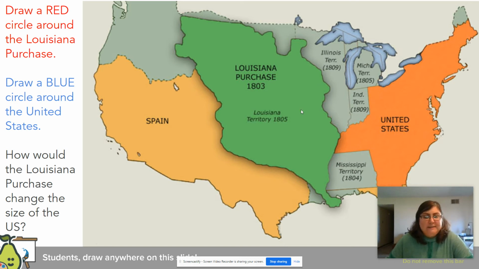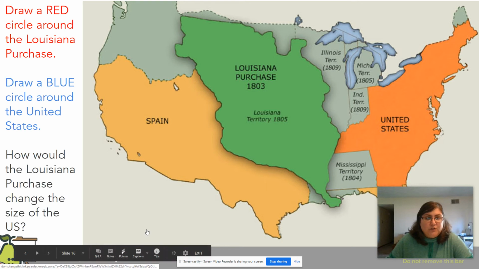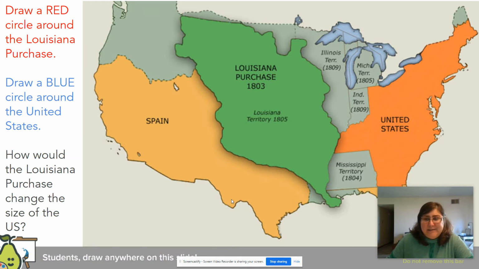What I want to do is test some map skills. Using the drawing tool, draw a red circle around the area that is the Louisiana Purchase. Then draw a blue circle around where the United States is. The last thing you need to do on this slide is insert a comment box somewhere with some text. I just want you to tell me how those two areas compare. Is one bigger or smaller? How is adding Louisiana going to change the size of the US? Is it going to change it a whole bunch, or just a teeny tiny bit?